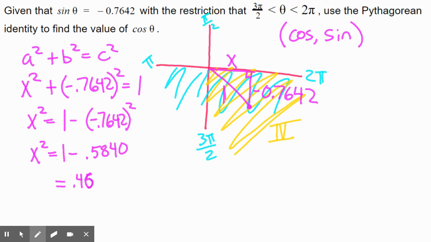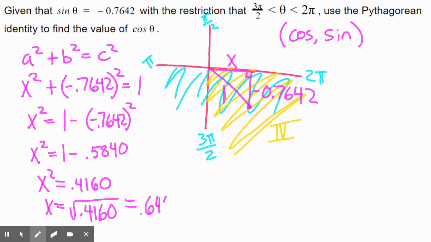9, so that's going to be 4, 0.4160 is x squared. So x equals the square root of 0.4160. So the square root of 0.4160 equals 0.645. And that's your answer right there, right?